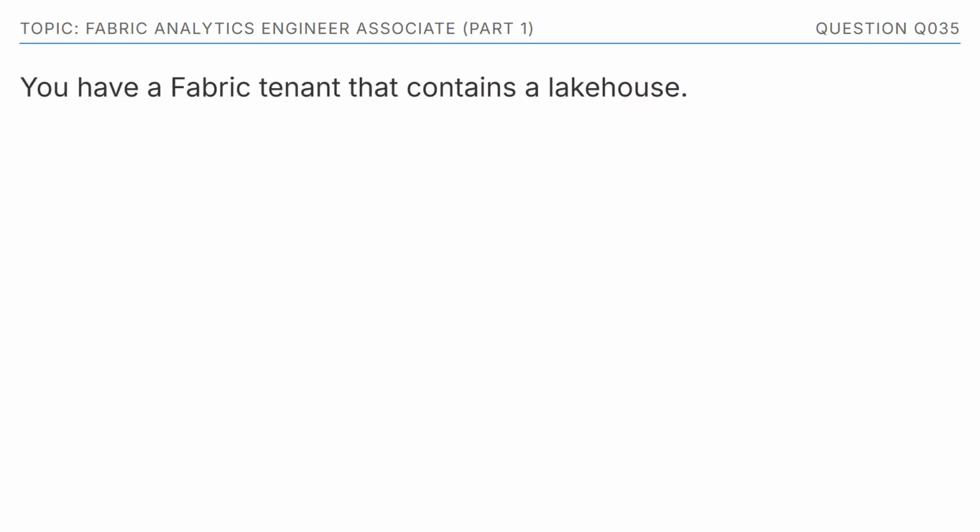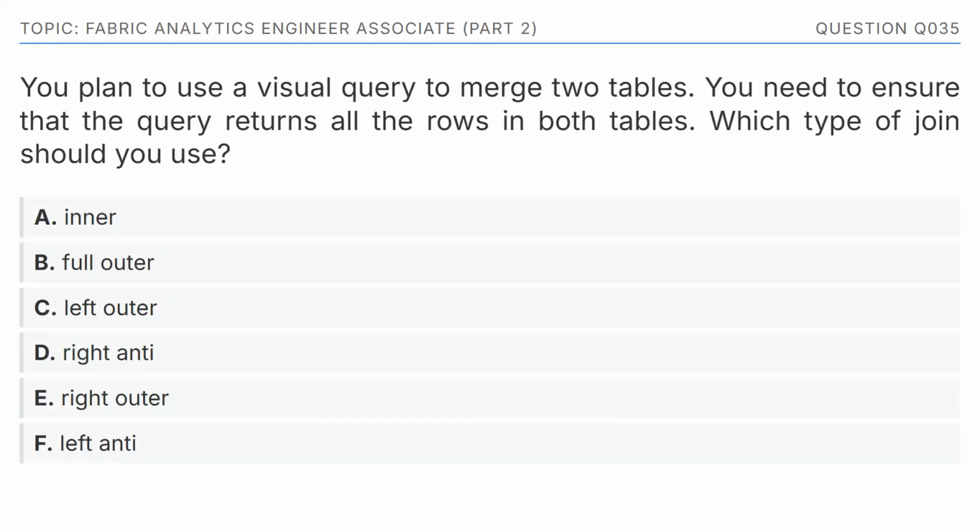You have a Fabric tenant that contains a lakehouse. You plan to use a visual query to merge two tables. You need to ensure that the query returns all the rows in both tables. Which type of join should you use?